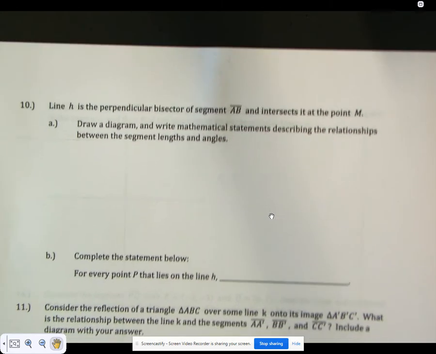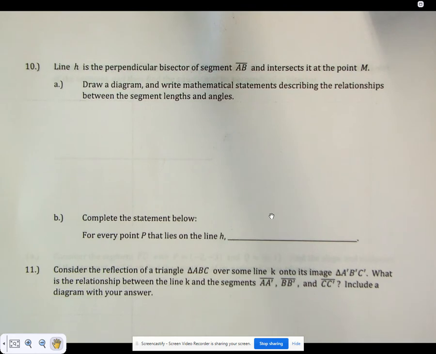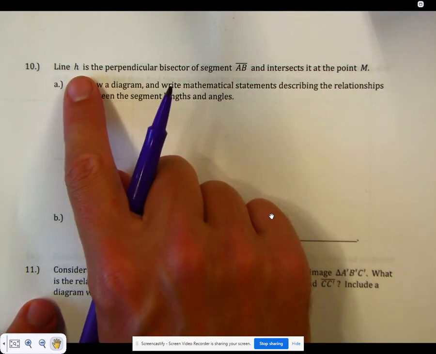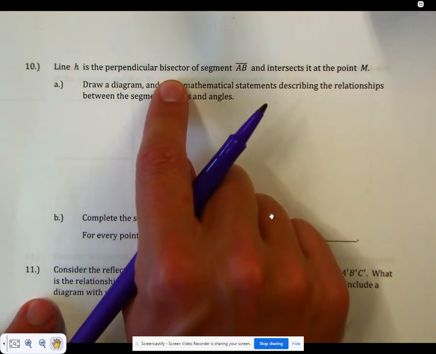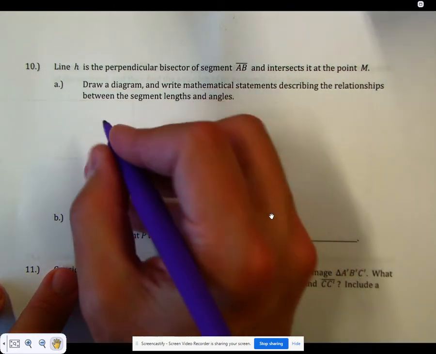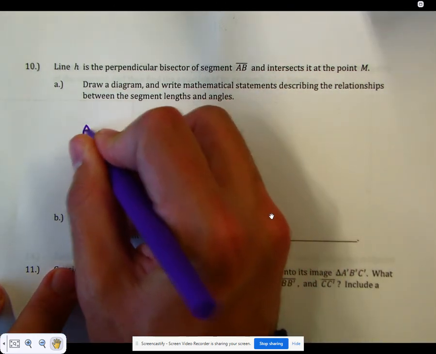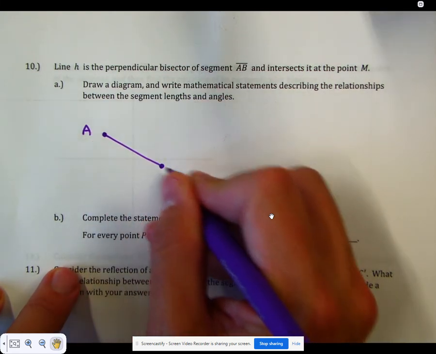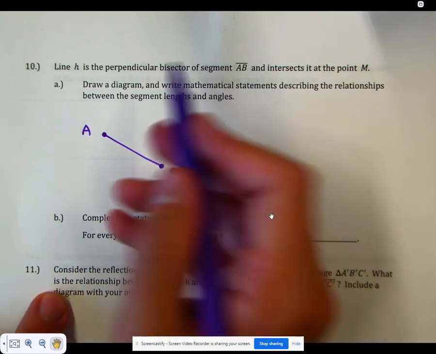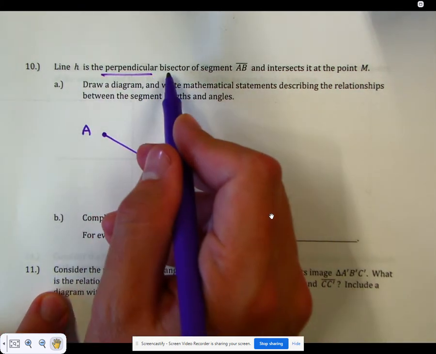Okay, so next thing is perpendicular bisectors. So what does this have to do with perpendicular bisectors? Well, let's just follow the instructions here. It says line H is the perpendicular bisector of segment AB. So what does that mean? Well, what that means is if I have a segment AB, there's a perpendicular bisector. So let's look at that word, perpendicular bisector.